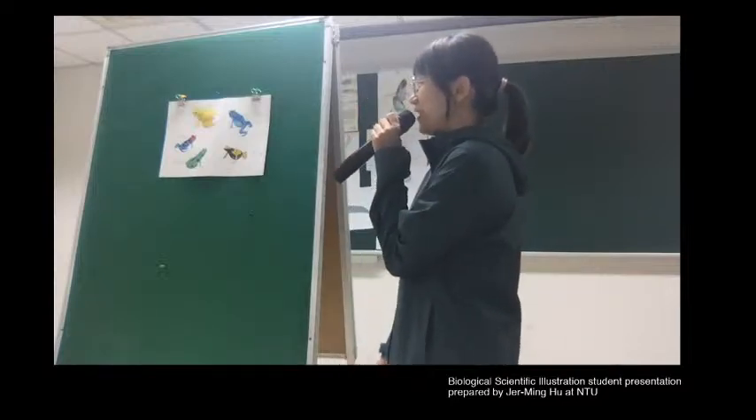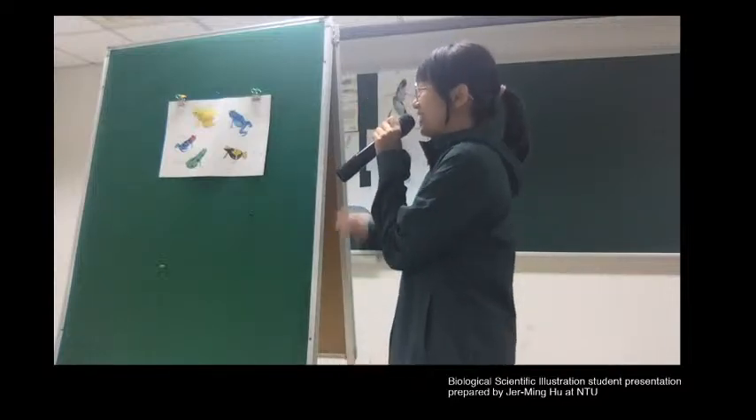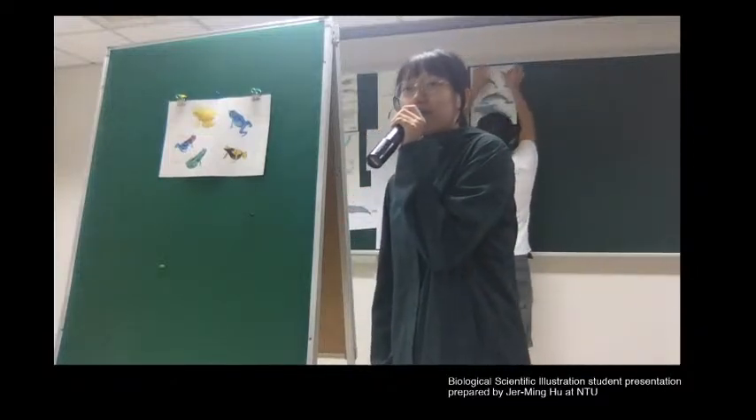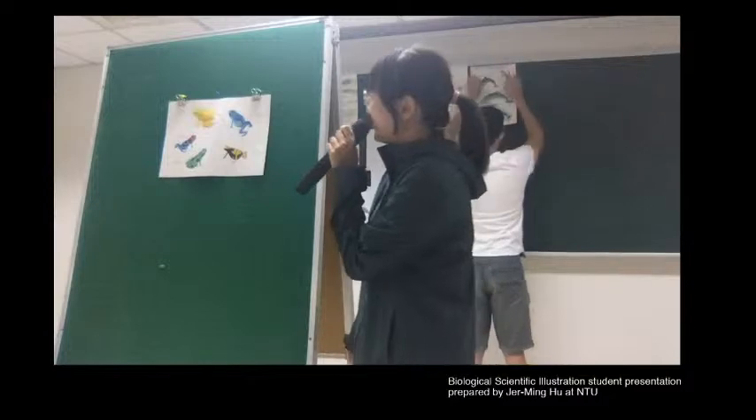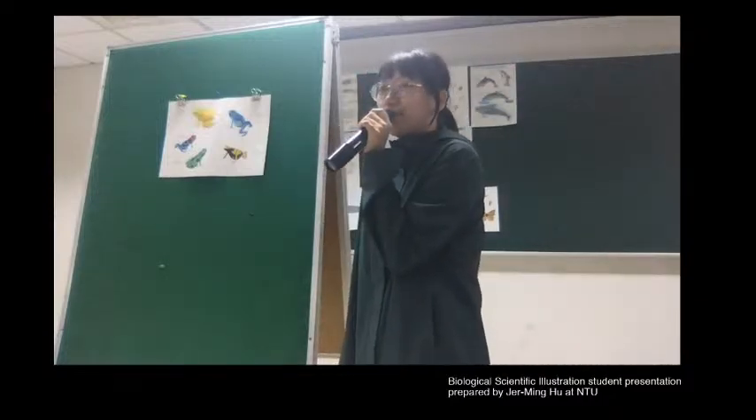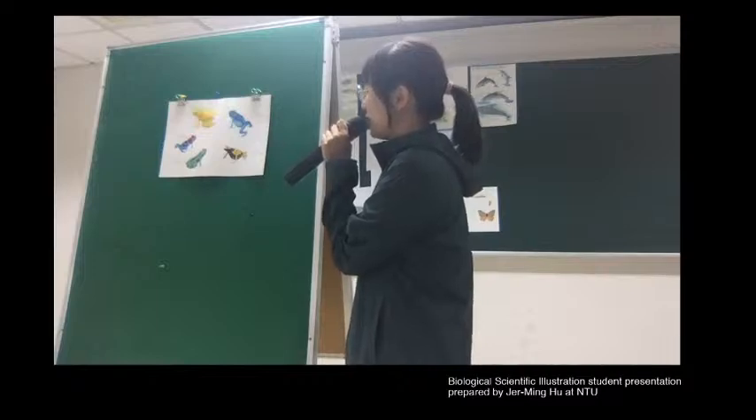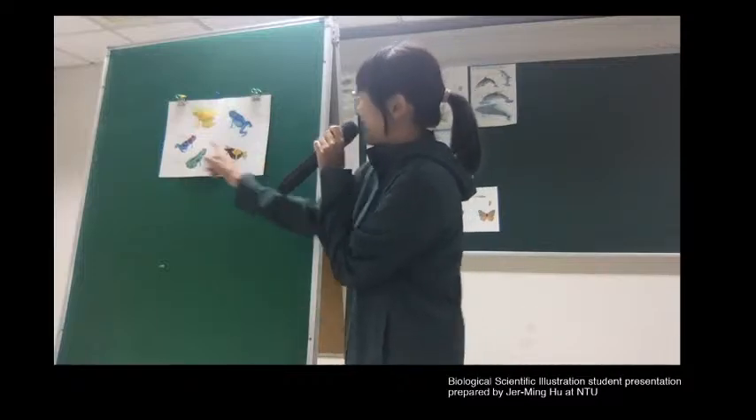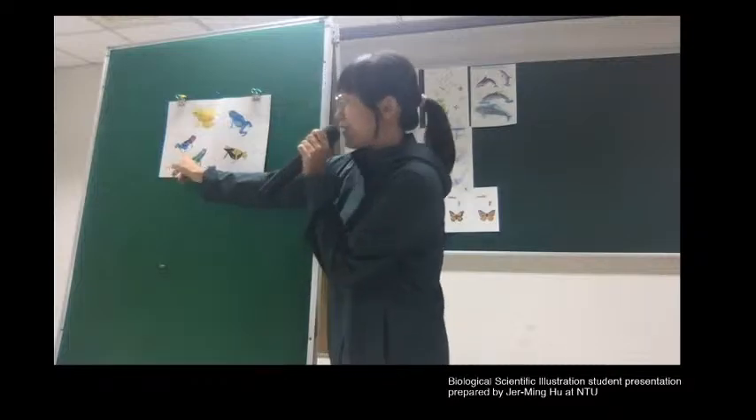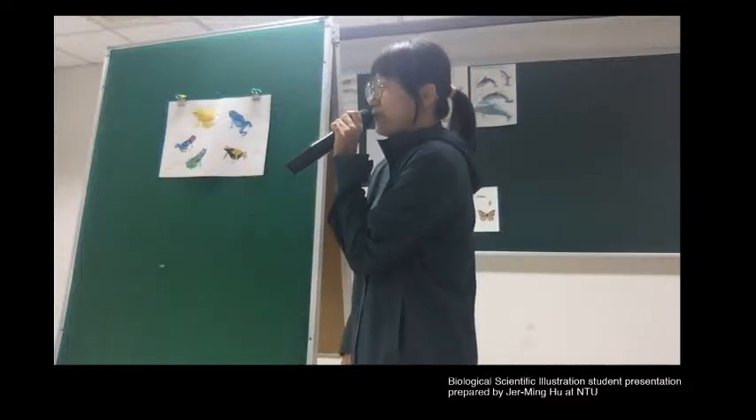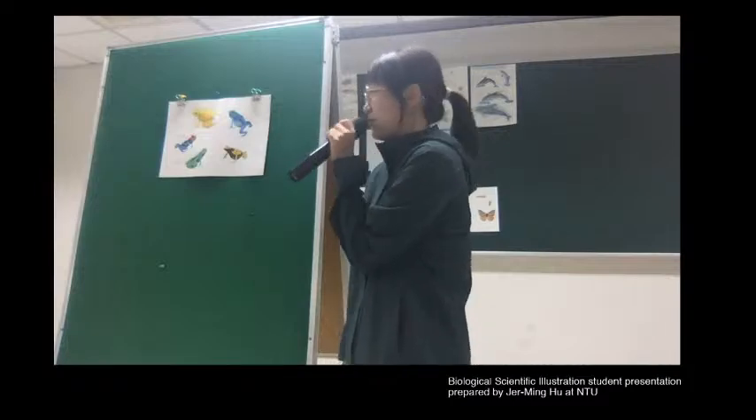I drew 5 poison frogs, and they are 3 times larger than the original size. And I focus on their morphology and the color of their skin. As we can see here, the flame poison dart frog is the smallest one. The adult of it can only reach 2 to 3 centimeters.